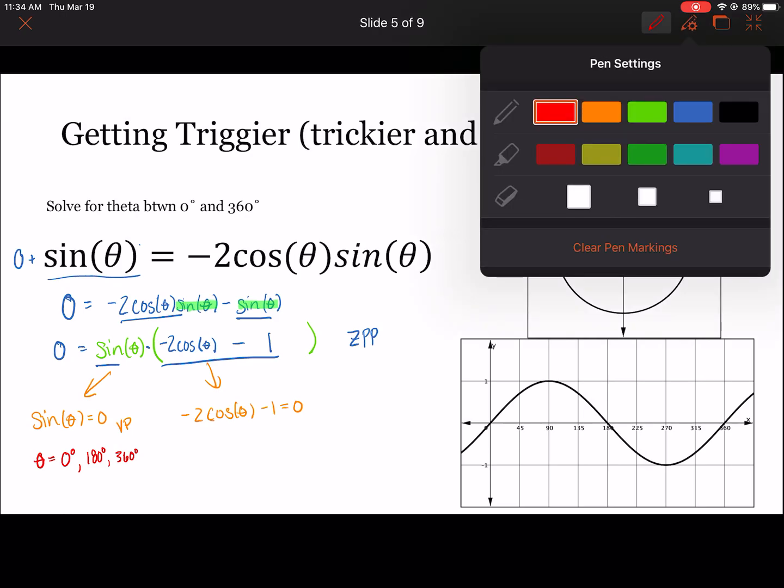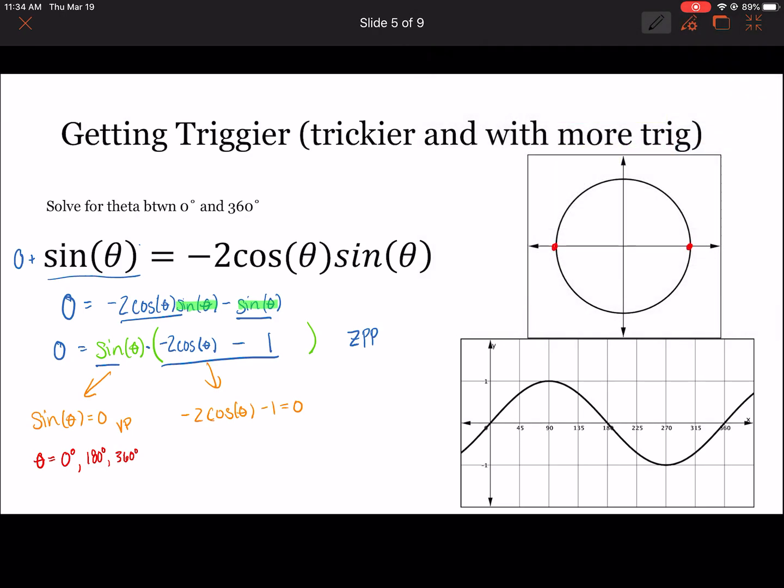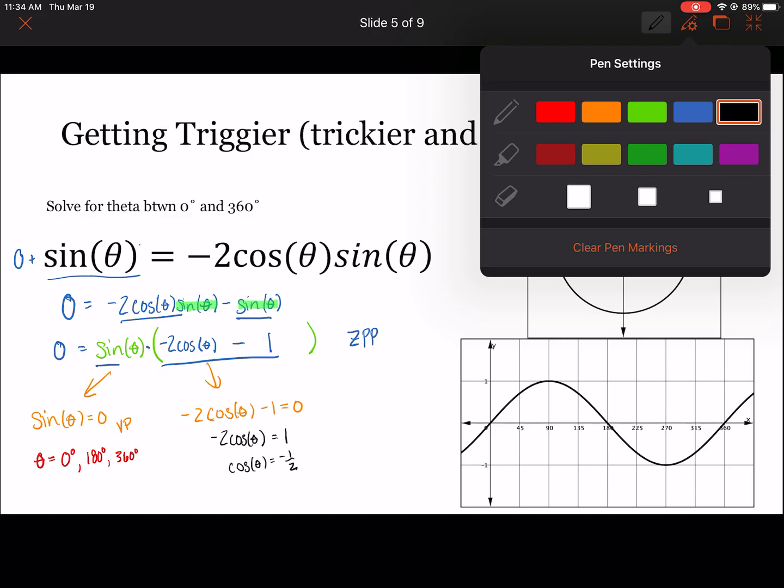For cosine of theta, there's a little bit more solving that I've got to do. From here, I want to continue to isolate cosine. So I'm going to add 1 to the other side, then I'm going to divide by that -2. And now I want to know where cosine of theta is equal to -1/2.